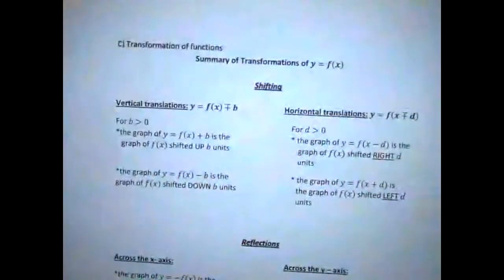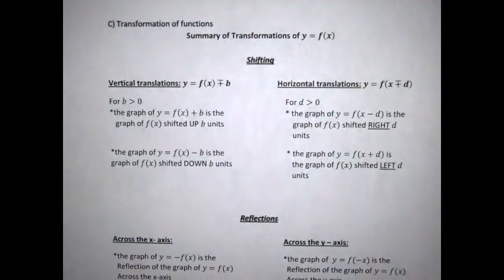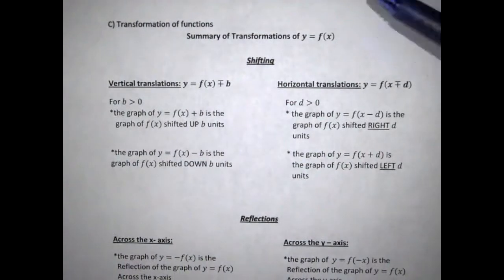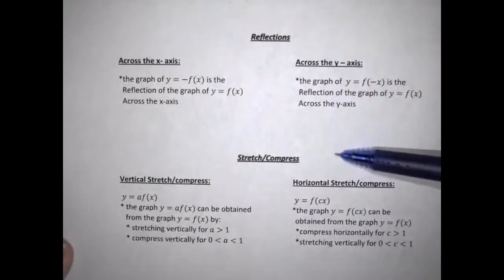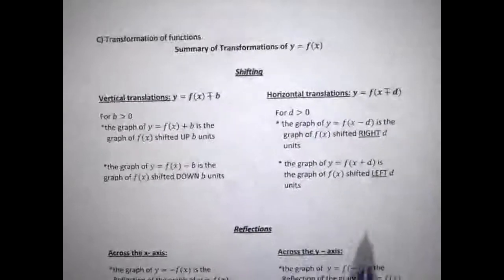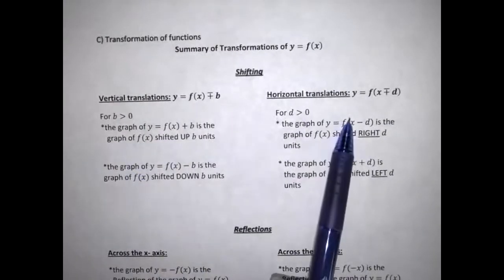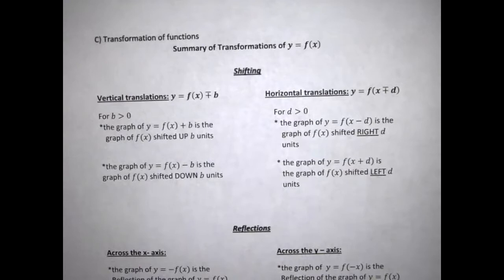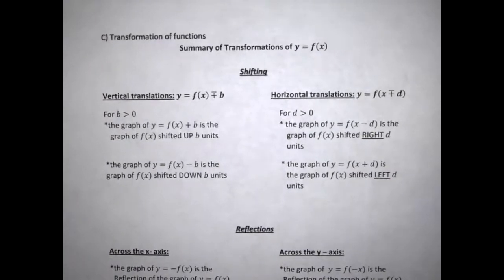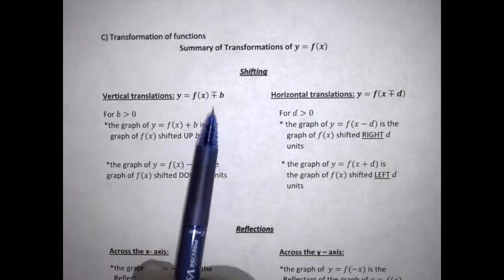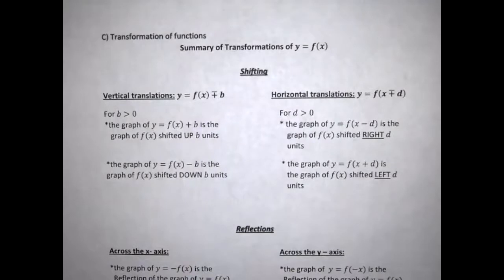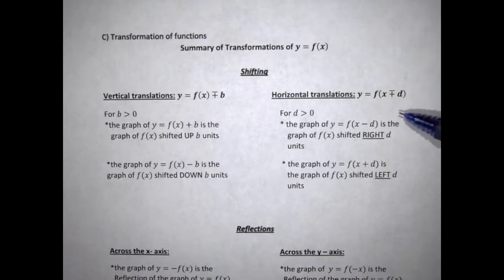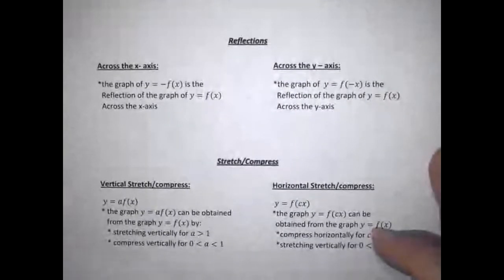Alright, so the last thing we have is our actual transformations. Remember, when we're taught transformations, we have shifting, we have reflections, and we have stretch and compress. When we're talking about shifting, we're talking about vertically or horizontally. Vertically meaning up or down your y-axis, and horizontally meaning left or right. Your vertical is an external, it means your shift is occurring on the outside of your function, whereas horizontal is internal, meaning it's inside your parenthesis bubble.